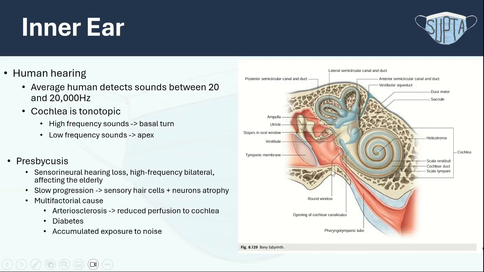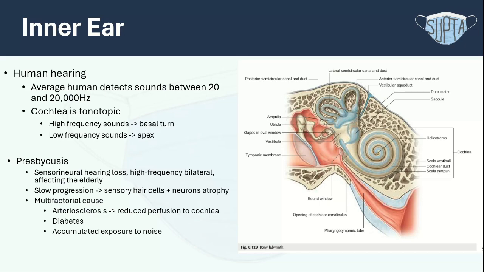So with human hearing, the average human detects sounds between 20 to 20,000 hertz, and the cochlea is tonotopic, so high frequencies are at the basal turn, and low frequencies tend to be at the apex. And then presbycusis is something to bear in mind. This is sensorineural hearing loss, and typically is high frequency bilateral hearing loss that affects mostly the elderly.